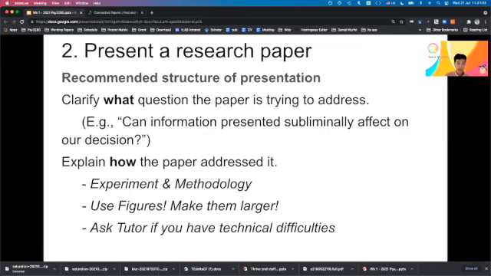Also, an important thing is that the figures need to be as large as possible so that people can understand what's actually presented in the figure. If you have difficulty in how to screen capture a figure and then put it onto your slide, then ask a tutor as well.